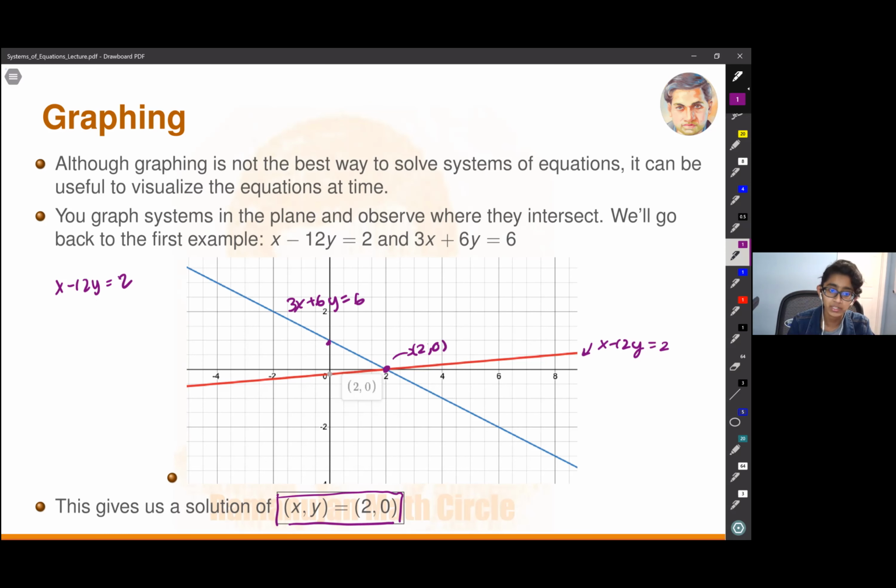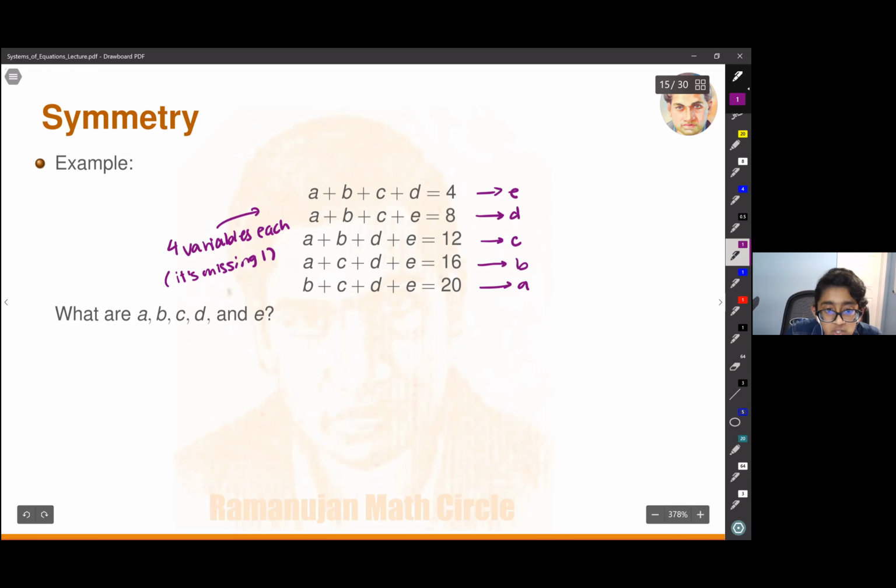So let's start by noticing what we have in these equations. One thing we know is all of the equations have 4 variables each. And that means each one is missing one of the variables. So this one is missing E, this one is missing D, this one is missing C, this one is missing B, and this one's missing A. So each variable is missed once in the entire set. I think that's a nice bet.